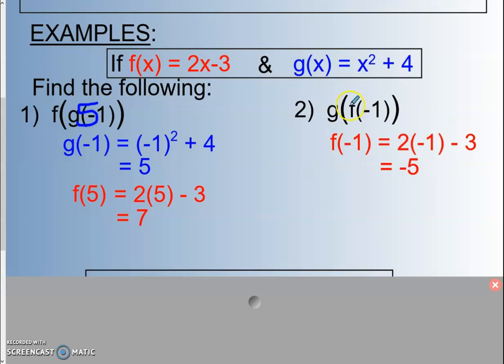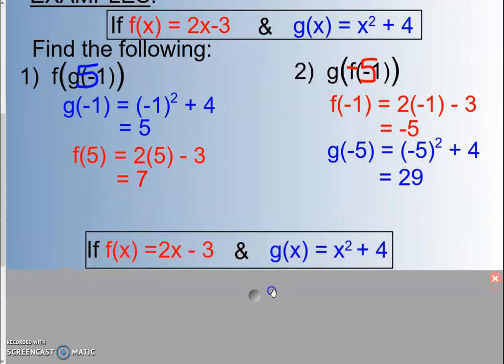So now, whatever f is put out, the -5 is going to be dropped into the g function. So we drop that -5 into the g function, it squares it and adds 4, and we end up getting 29. Now notice the final results were two totally different things, and that tells us that the composition of functions is not commutative. Order does matter when you do it.